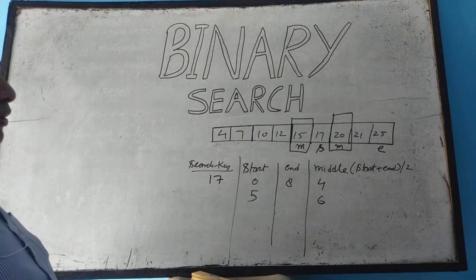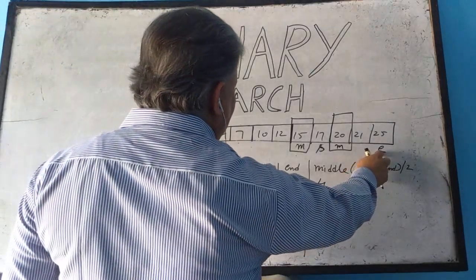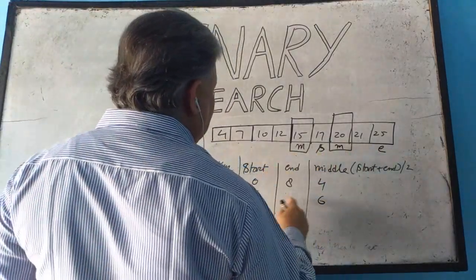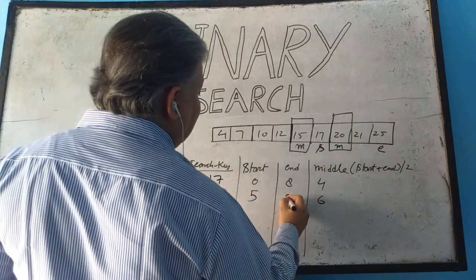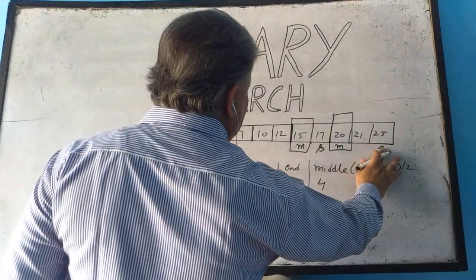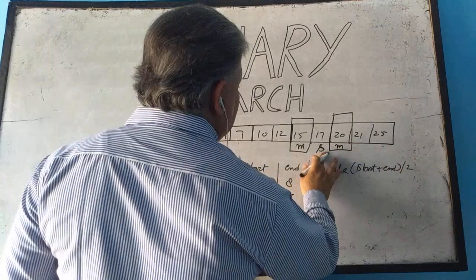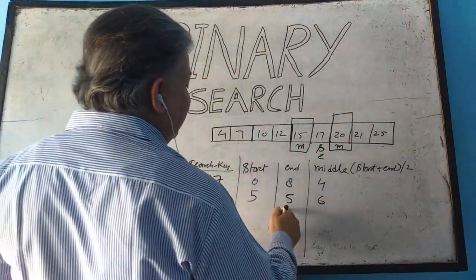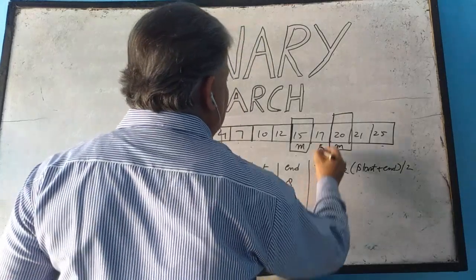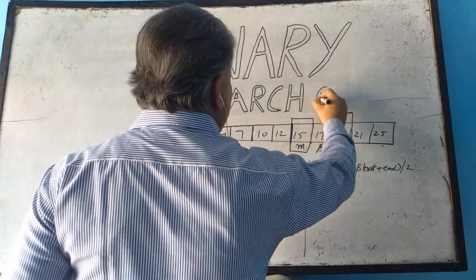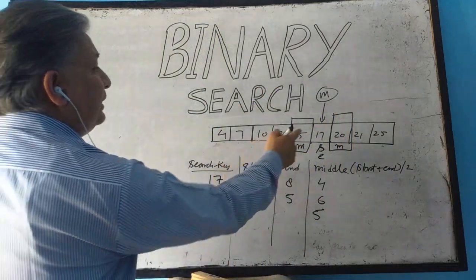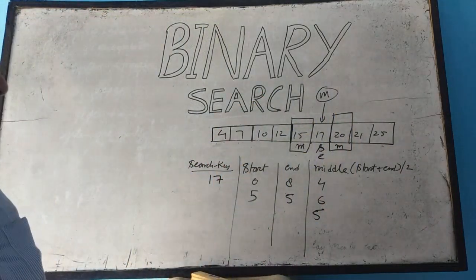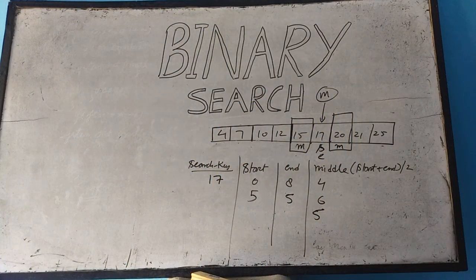So the new value of end will become 6 minus 1, that is 5. So end comes to this, at 5. So our new middle is 5 plus 5 divided by 2, which is 5 only, and this is our new middle, and here 17 is present. So our search is over by comparing 3 times.